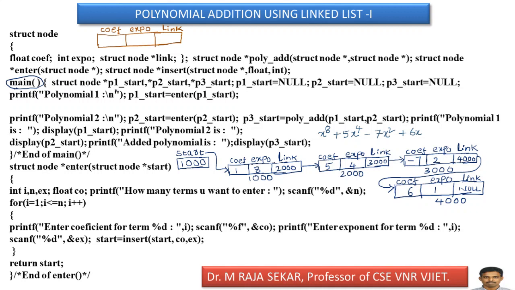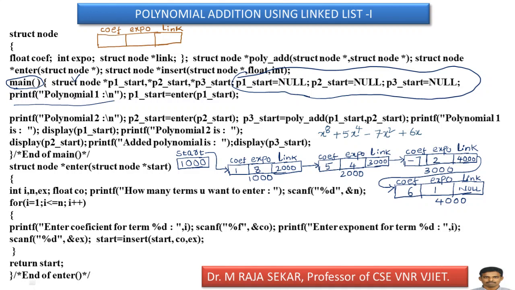struct node *p1_start, *p2_start, *p3_start. All these three variables are pointer variables whose data type is struct node, isn't it? Yes. All these three variables, p1_start, p2_start, p3_start, are initialized with null values. Now printf polynomial 1. After displaying this message, my intention is I have to represent this polynomial.